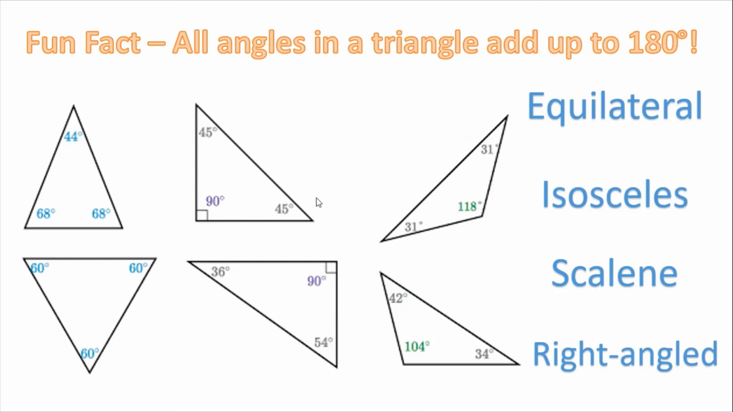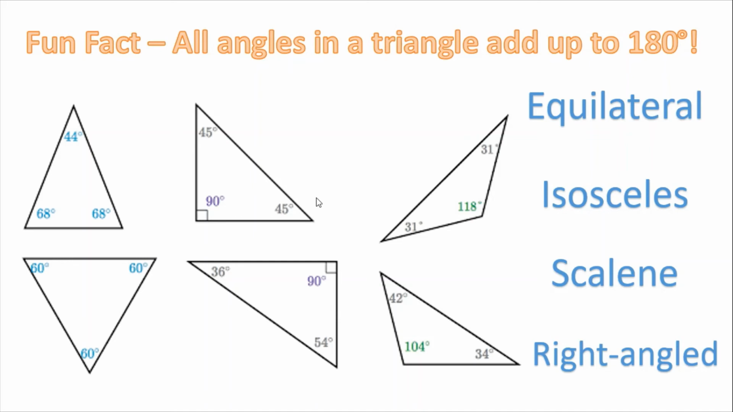So we can use this to help us work out missing angles in triangles, which we won't be doing yet. But we can also have a look at the angles in the triangles, and it can help us to work out whether they are equilateral, isosceles, scalene, or right-angled triangles. So I want you to have a look at the six triangles we've got here. I would like you to work out which are equilateral, which are isosceles, which are scalene, and which are right-angled triangles.